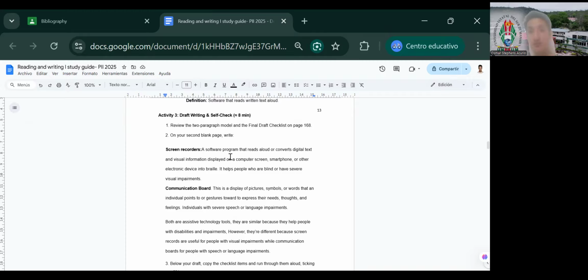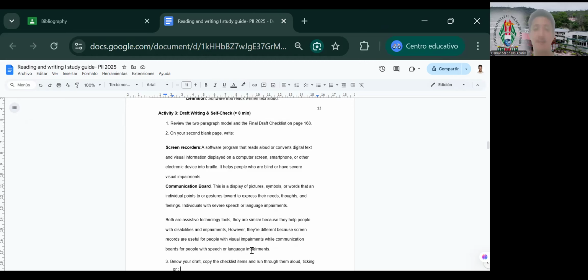I am going to compare. Both are assistive technology tools. They are similar because they help people with disabilities and impairments. However, they are different because screen readers are useful for people with visual impairments, while communication boards are for people with speech and language impairments.